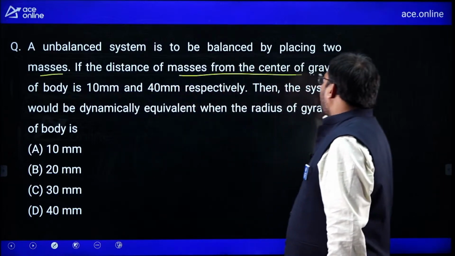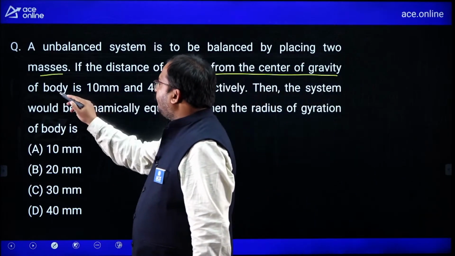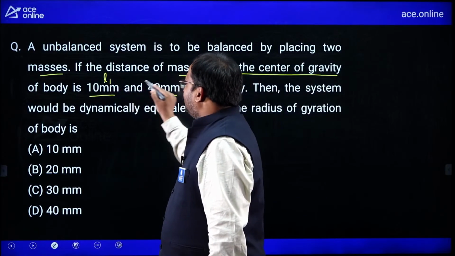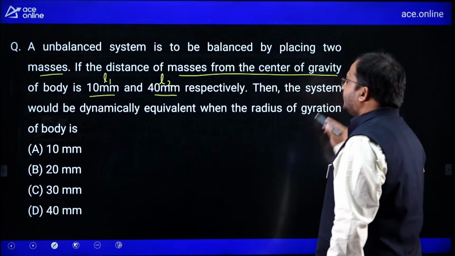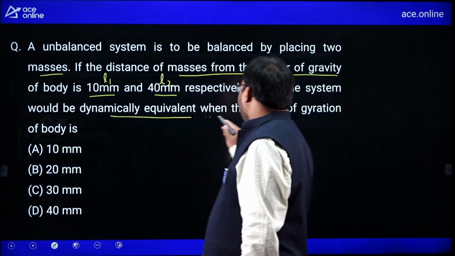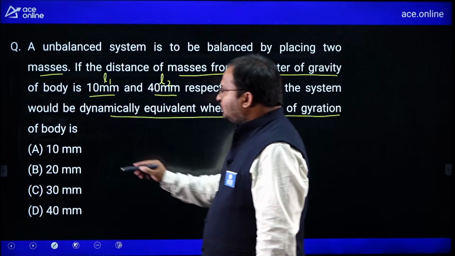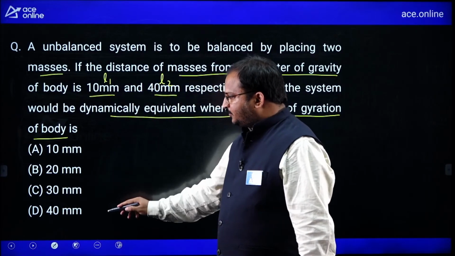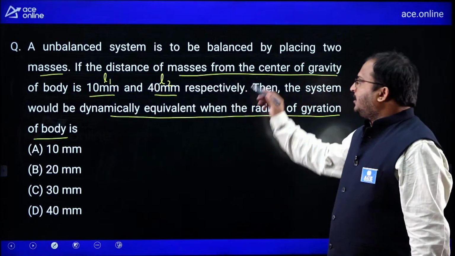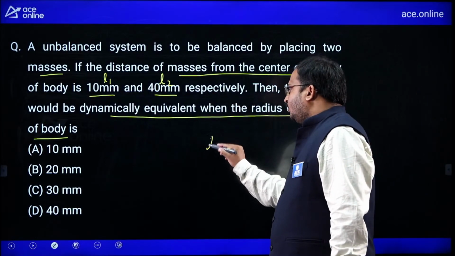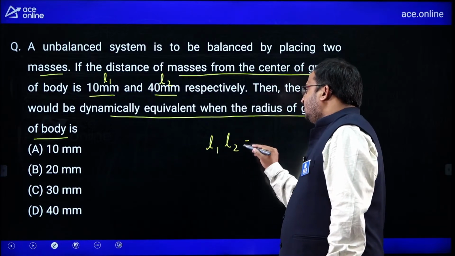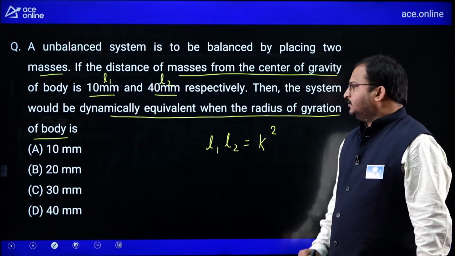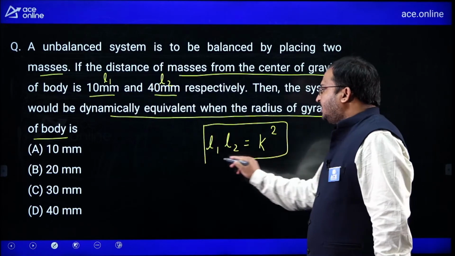Okay. Next question, an unbalanced system is to be balanced by placing two masses. If the distance of the masses from the center of gravity of the body is 10 mm and 40 mm. So, let us take this as L1, and this as L2. Okay. Then the system would be dynamically equivalent when the radius of gravity of the body is option A 10 mm, option B 20, option C 30, option D 40. Okay. So, we need to find the radius of gyration. So, L1 L2 is equal to radius of gyration k square. This is the formula. Okay. If you use this formula, you will get the answer.